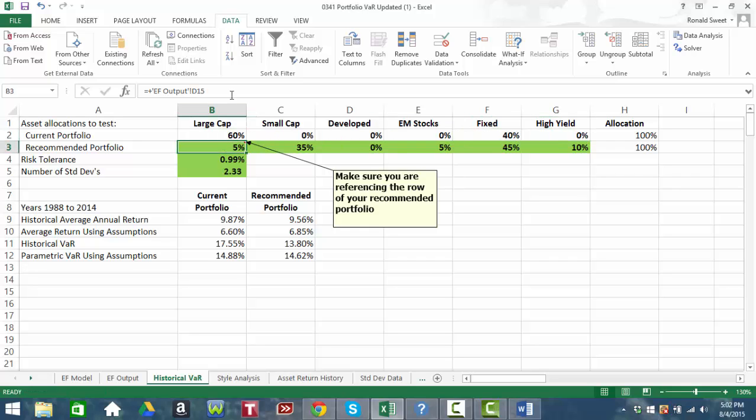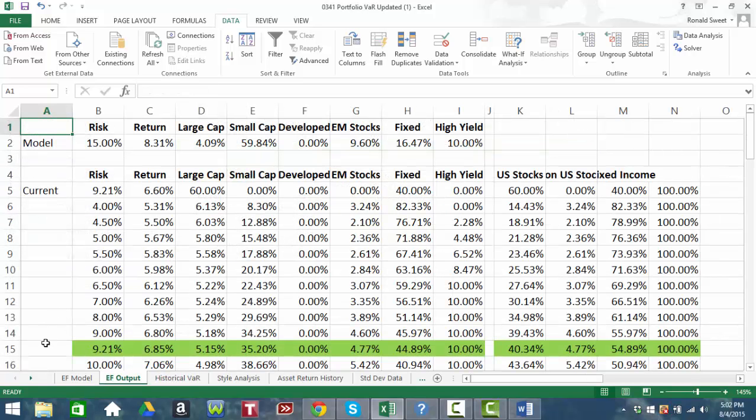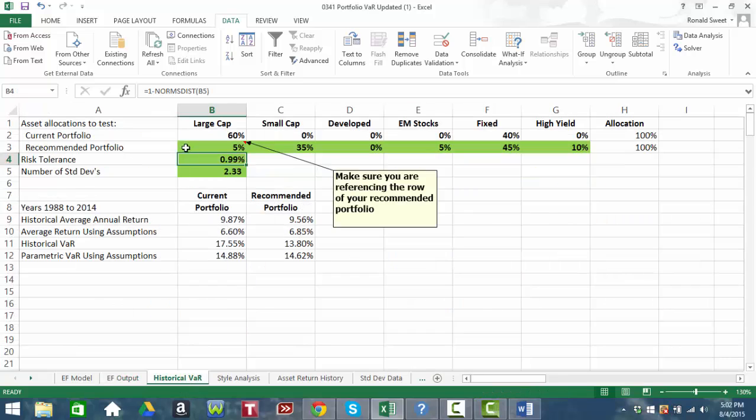And then this next one, EF output D15, make sure row 15 is where your recommended allocation is. For me it was. Remember I highlighted it in green. That is mine. Make sure that's yours. If not, then change this row to be the correct one.